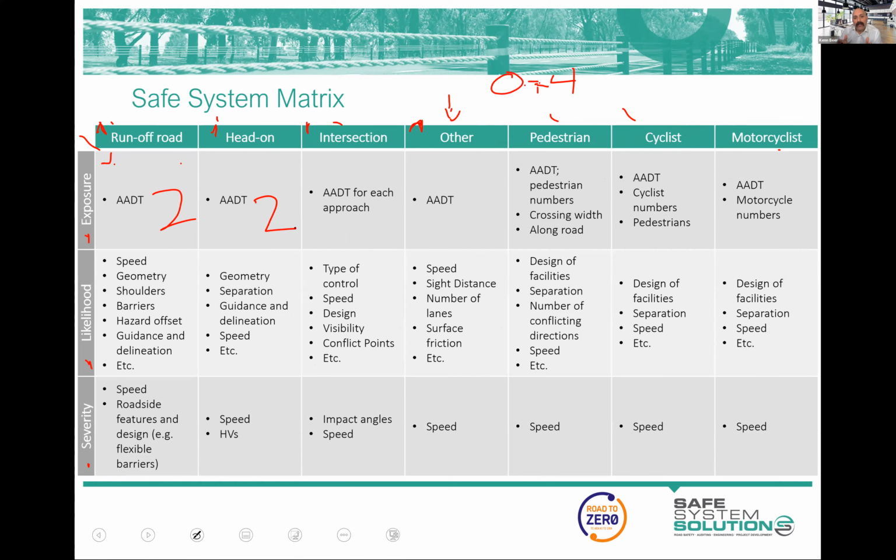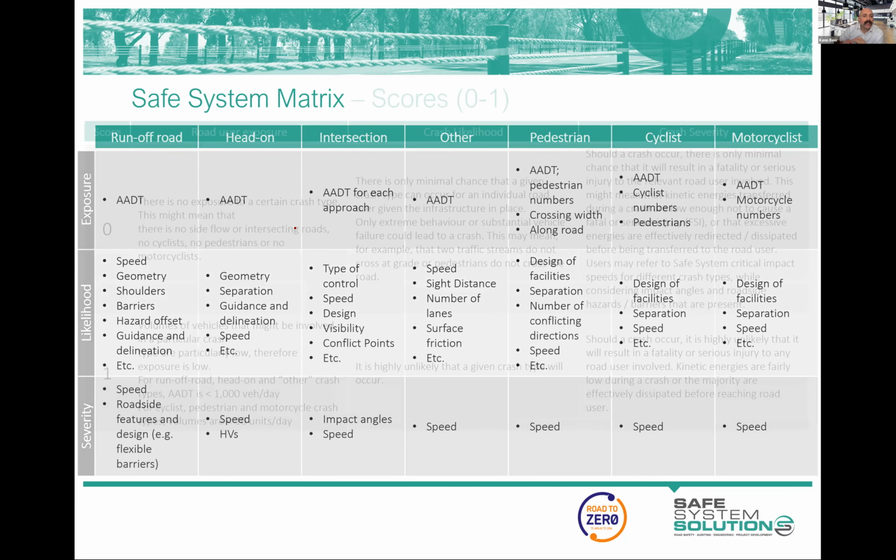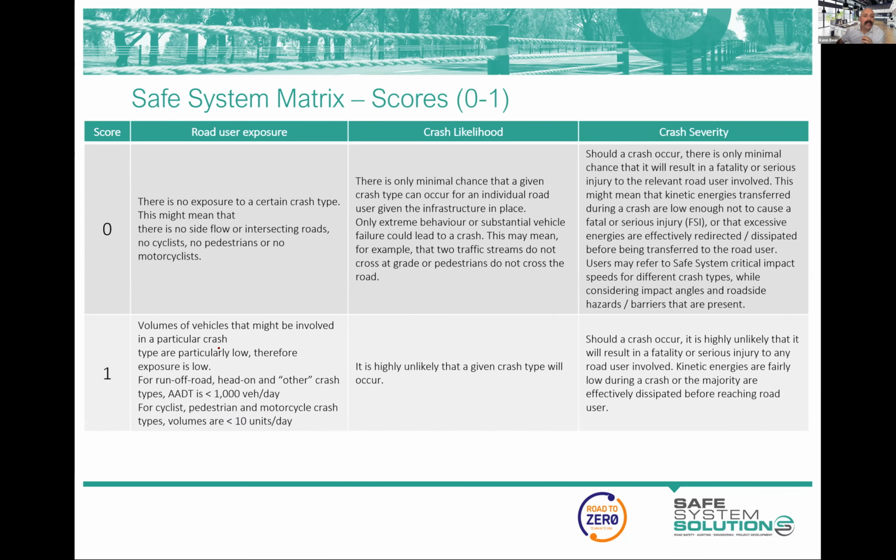So if our 1,500 vehicle per day road crosses a road with, say, 5,000 vehicles a day, the intersection exposure becomes the addition of those two traffic volumes. So we go to 6,500 as the addition of those. And we go back to our scoring here. Okay, that's actually between 5,000 and 10,000, so we're going to pop a 3 in for that one.